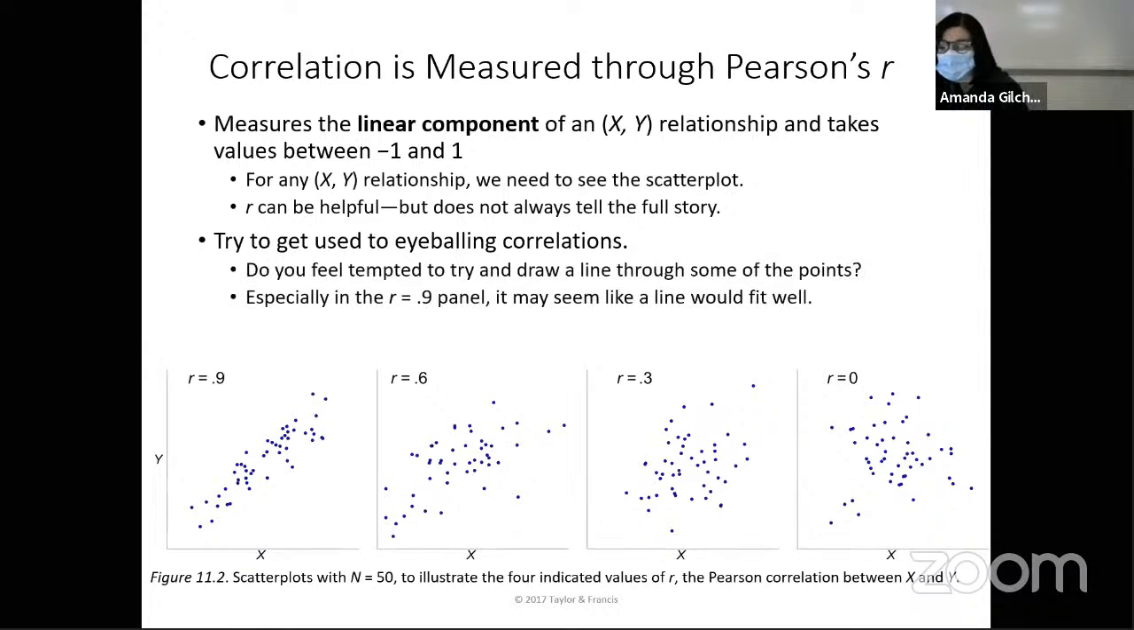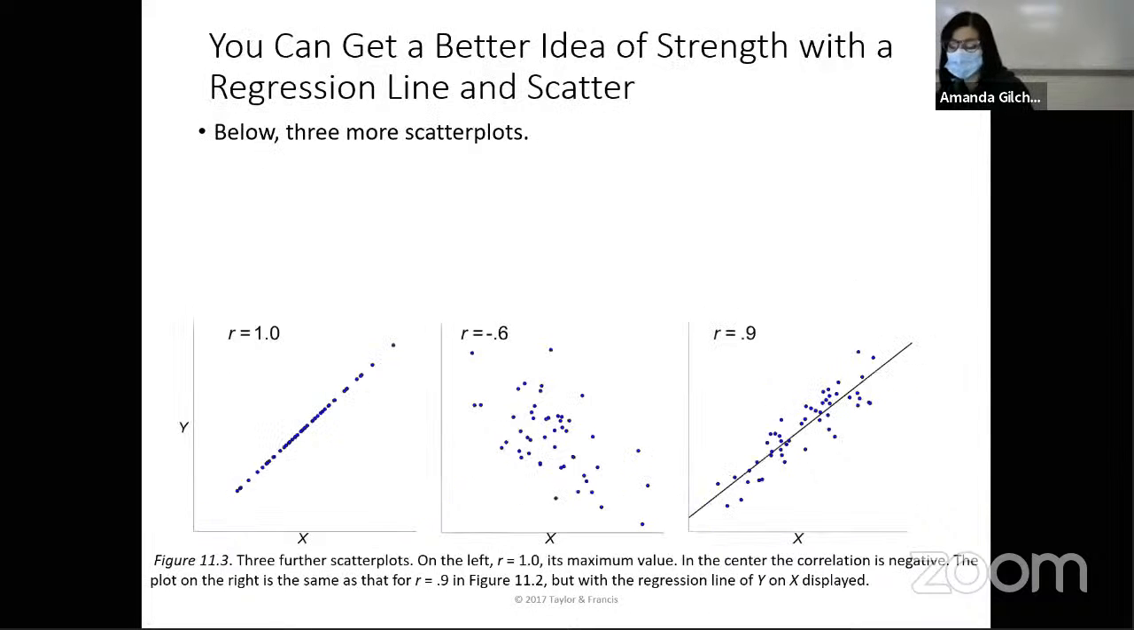So if you try to draw a line through some of these points, and like I said, you should try to imagine that, you can kind of see that they fall on a line relatively well. So here are some more scatter plots. You can get a better idea of the strength when you look at the lines. So here is a perfect correlation. There's no scatter here. Everything falls on a line. Like, isn't that really beautiful?